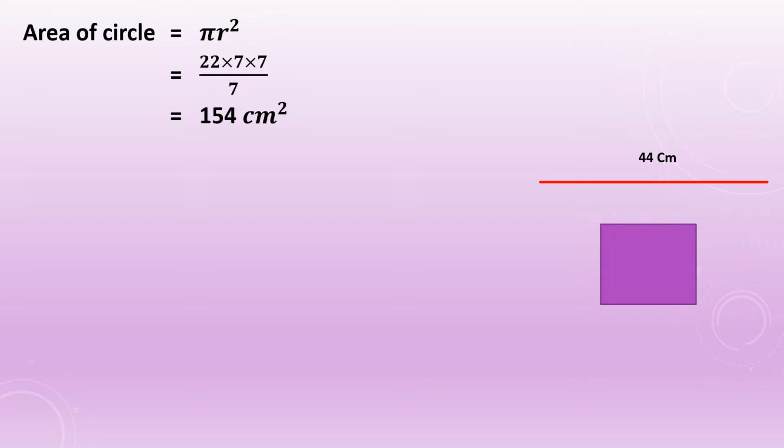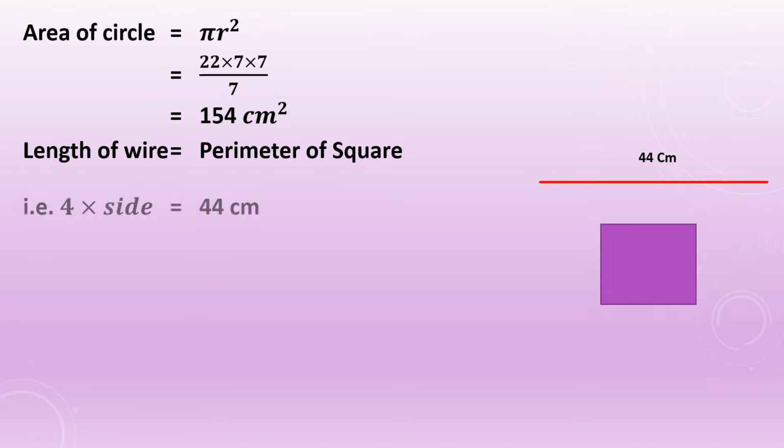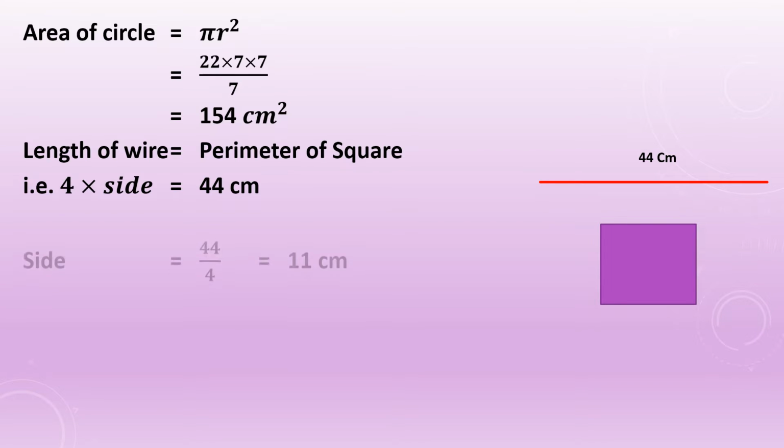Now the length of wire is 44 centimeter is given. That can be rebent into the shape of a square. That picture is shown here. That means the perimeter of square is 44 centimeter. What is the perimeter of square? Yes, 4 into side gives the perimeter of square. That is equal to 44. Therefore, side equal to 44 upon 4, which gives 11 centimeter.